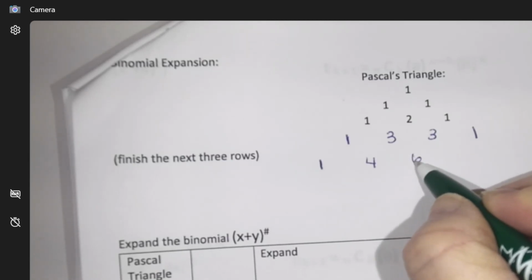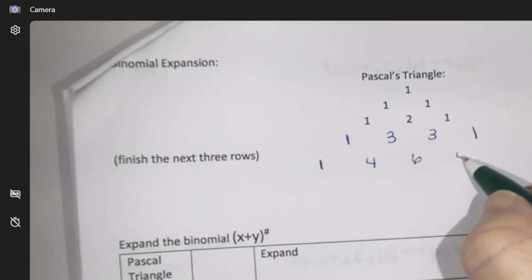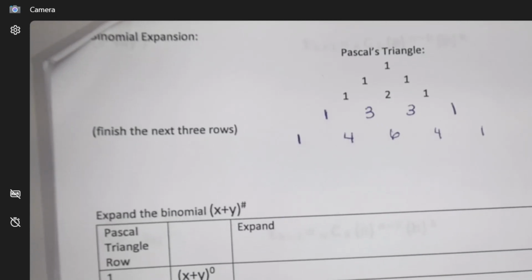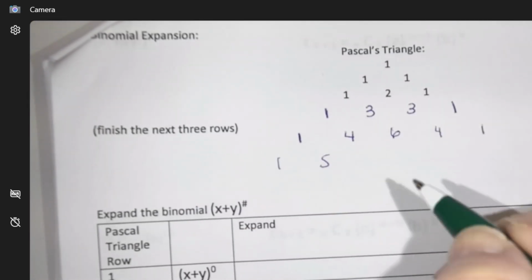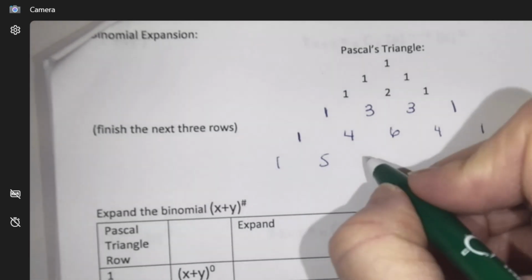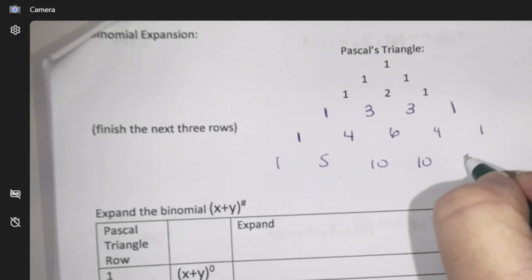6, 4, and a 1. You see it yet? What am I doing? What's the next row? Go ahead, see if you can get it. 1, 5, yeah. How is it going to continue? 10, 10, 5, and 1.